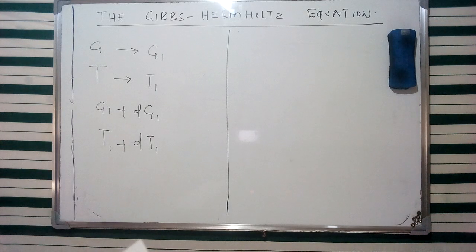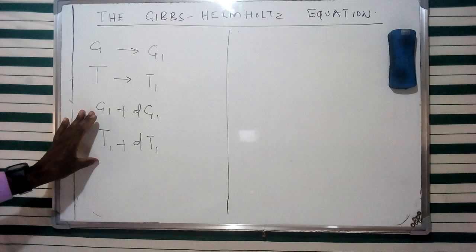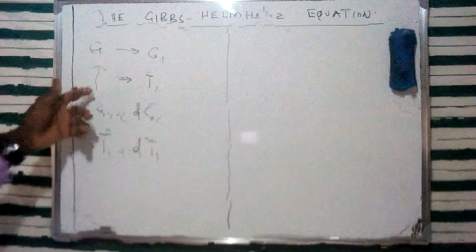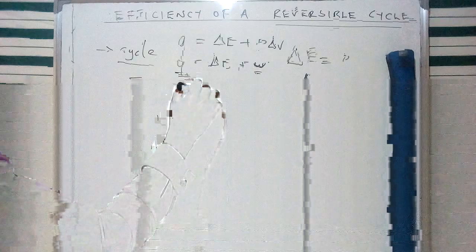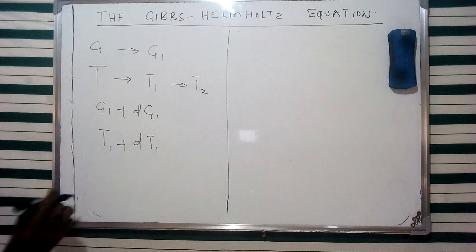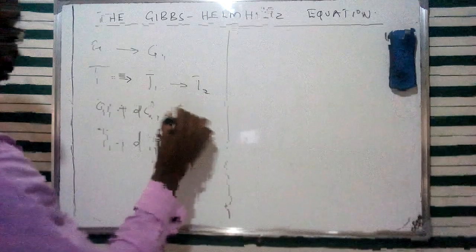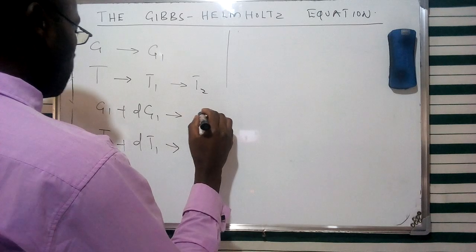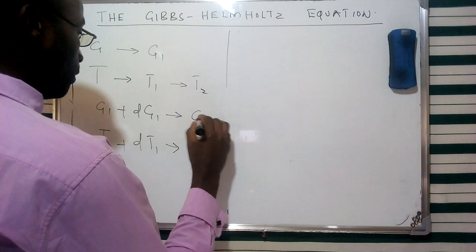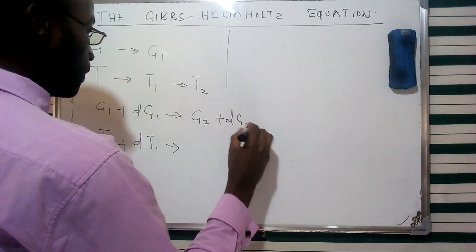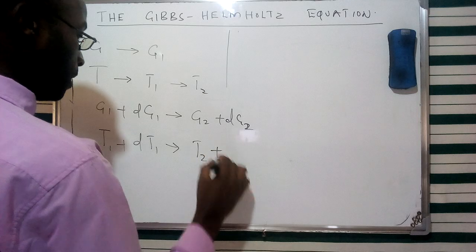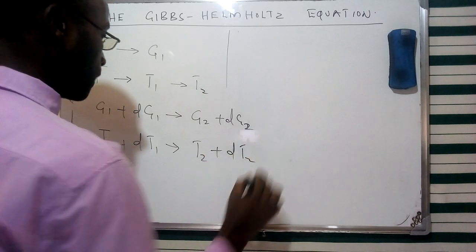And of course, those are the various changes that we can give for this state. With this description, we can describe the second state as well, with T2. We describe the states of this equation for G2 plus dG2, and the second state for temperature is described as T2 plus dT2.